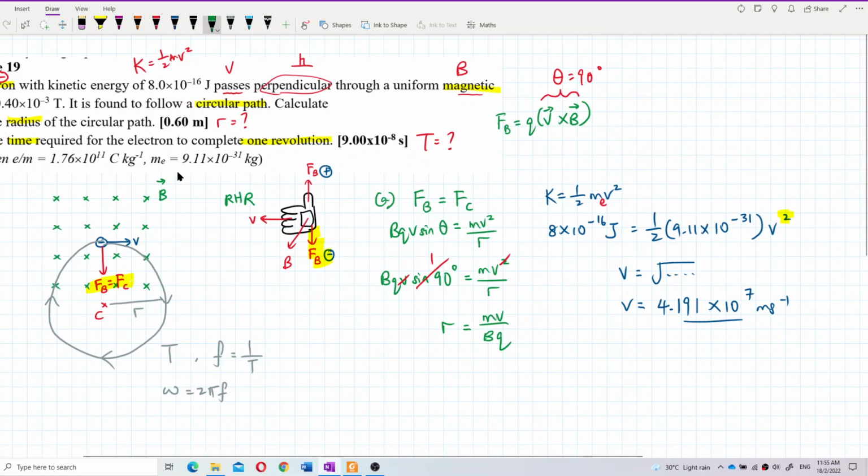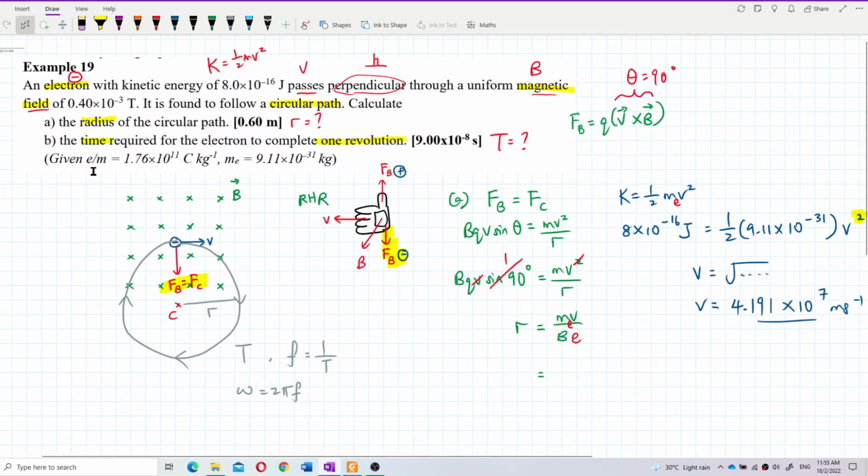So I can continue this part. This one also uses the mass of electron. And this one, the charge, Q, is the charge of electron. But here it already gives you the electron charge per mass, isn't it? So I think you can use this value.